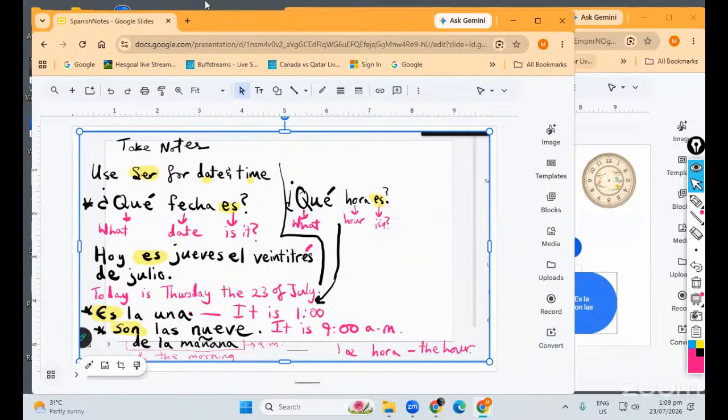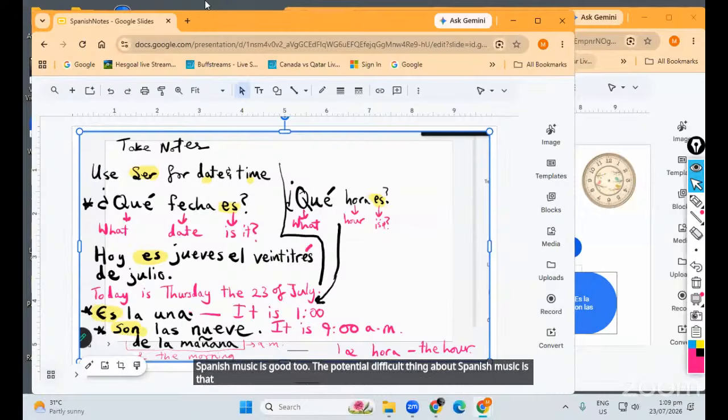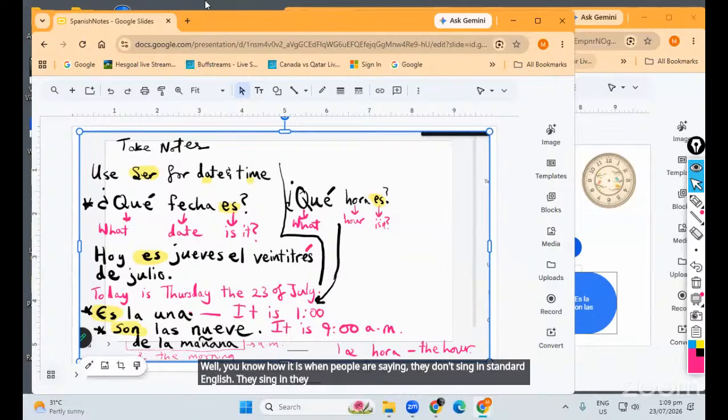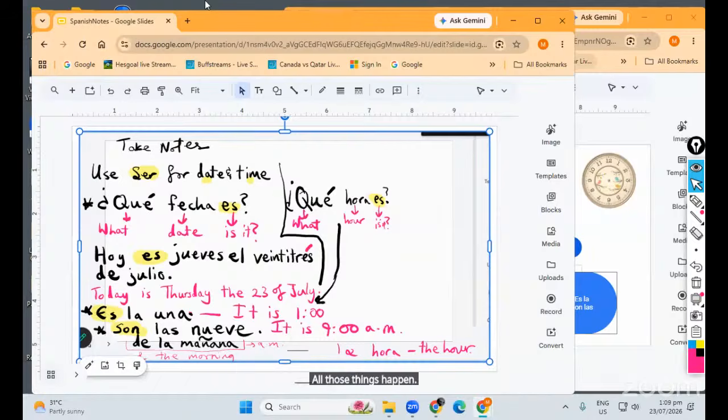Spanish music is good too. The potentially difficult thing about Spanish music is that, well, you know how it is when people sing, they don't sing in standard English. They join their words together. We speak fast, well, we sing faster, we abbreviate words, all those things happen. Right? But if you like it, then by all means listen to it. And then also look at the lyrics that go with it and try to hear the words from the lyrics in what you are listening to. That's good practice.